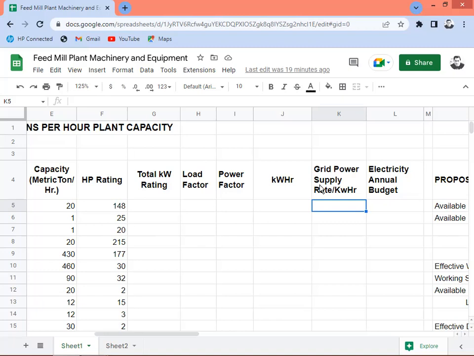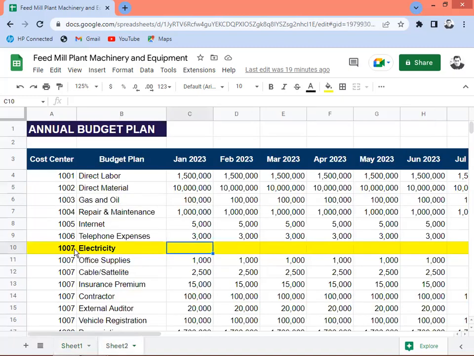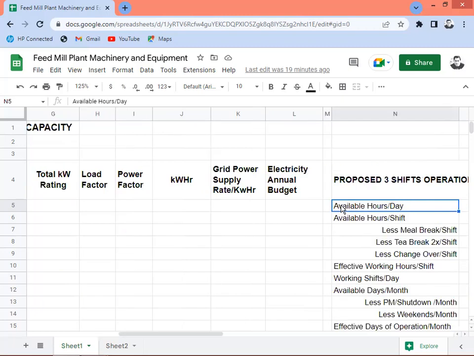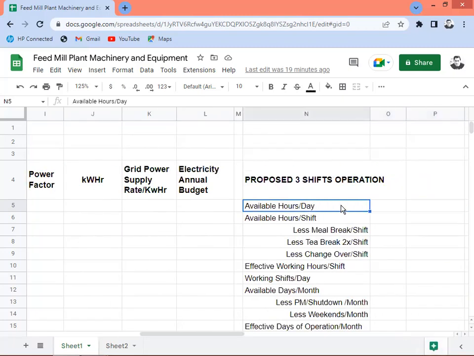Then the electricity annual budget. This is the one that goes to the other sheet that I showed you earlier, because I left this blank. We're going to have that by doing all the calculations in these sheets. But first things first, I'm going to show you the proposed three-shift operation.